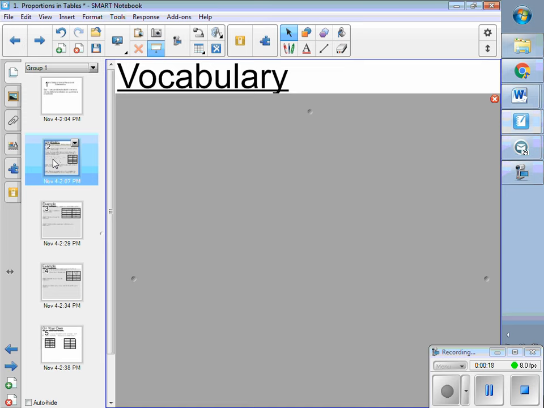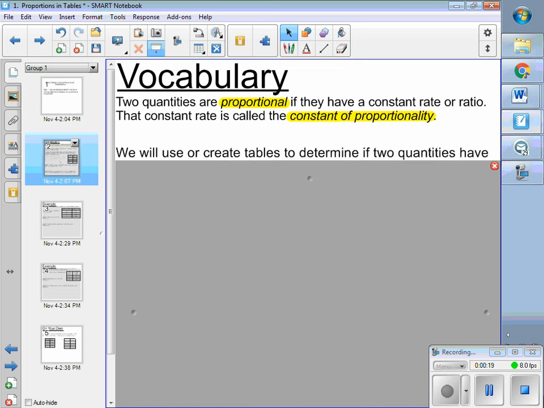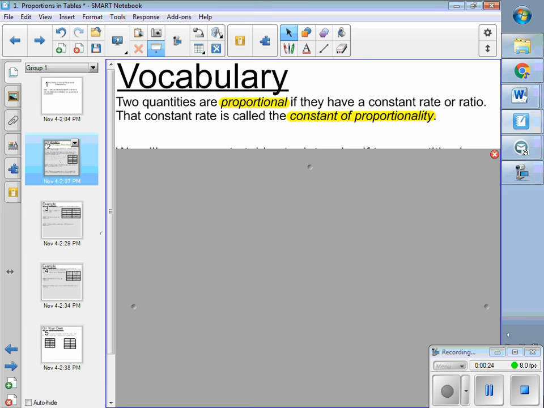All right, vocabulary. Two quantities are proportional if they have a constant rate or ratio. The constant rate is called the constant of proportionality.